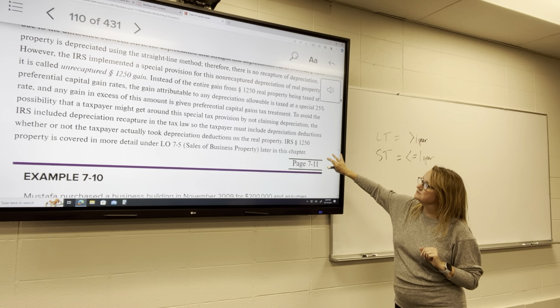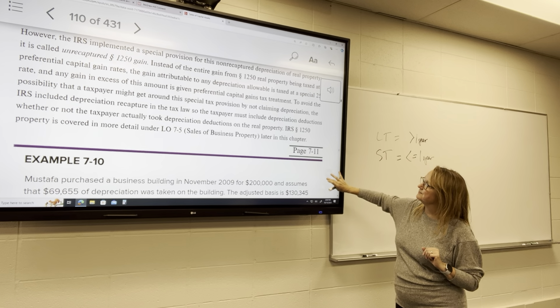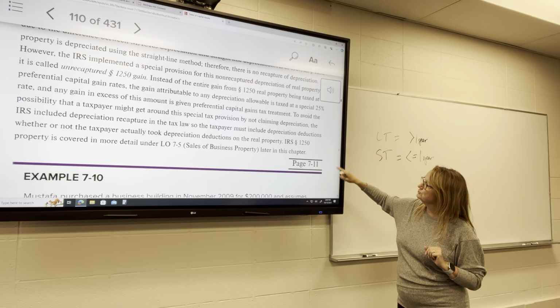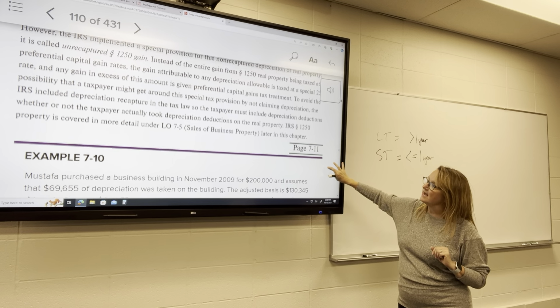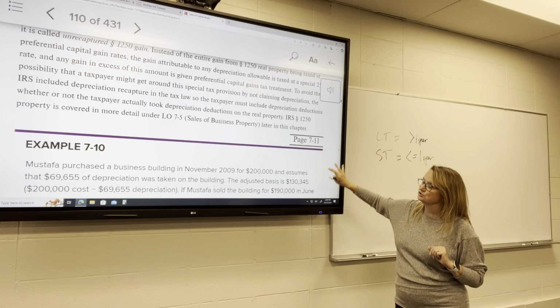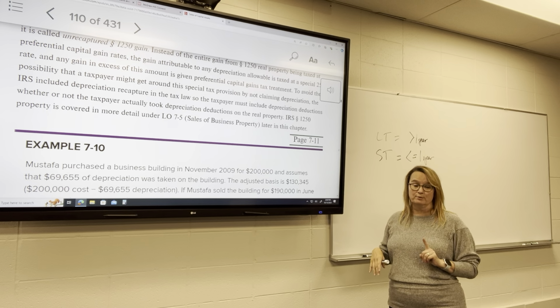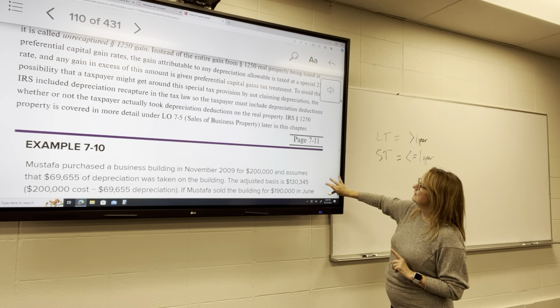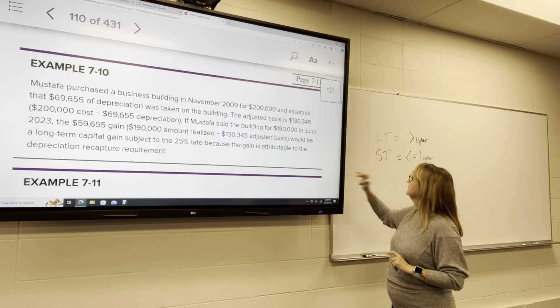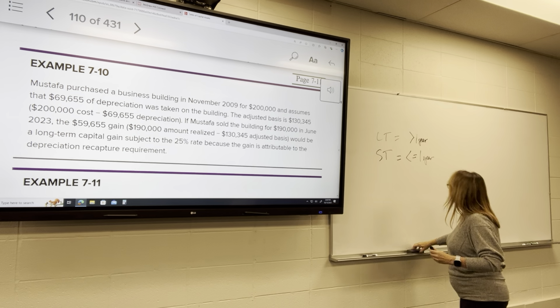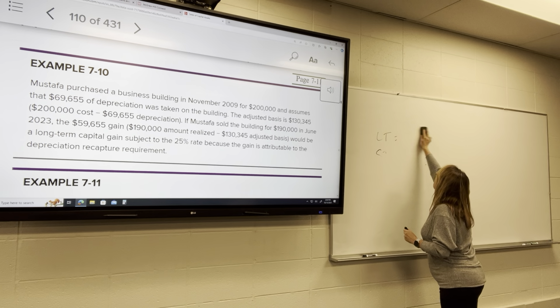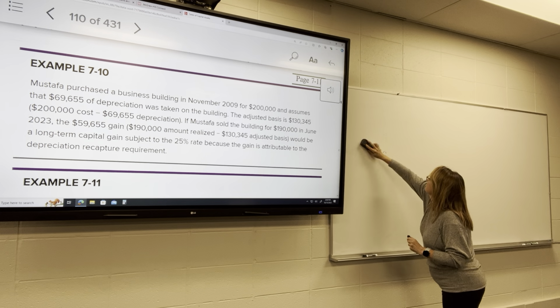So the IRS, this is the depreciation capture. The taxpayer must include depreciation deductions whether they actually took depreciation deductions or not. That's that allowed or allowable part. All right, here we go. They've given us an example, and it kind of helps to write it down.